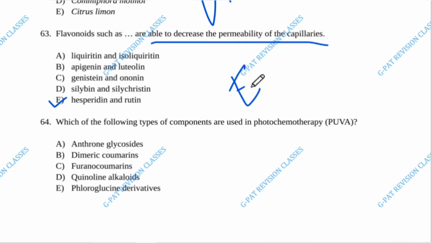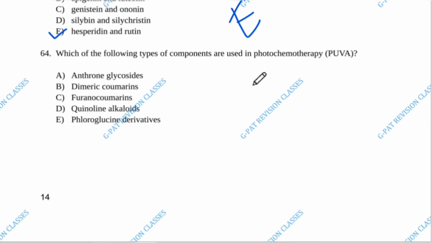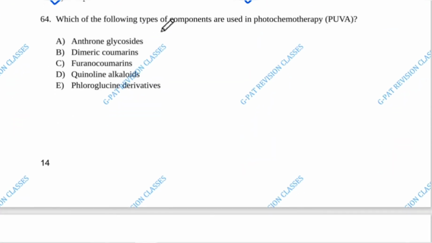Okay, next is question number 64: which of the following types of component are used in photochemotherapy? That means the answer is C, furanocoumarins.